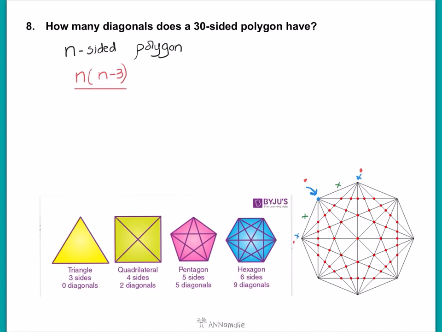But let's say we count this diagonal over here, and we're now counting diagonals from this other point. We've already counted this diagonal, so in other words, we cannot count it again. Therefore, we must divide by 2. Now, if we apply this in a 30-sided polygon, it will be 30 times 27, and then divide that by 2, which will then give us 405 diagonals.